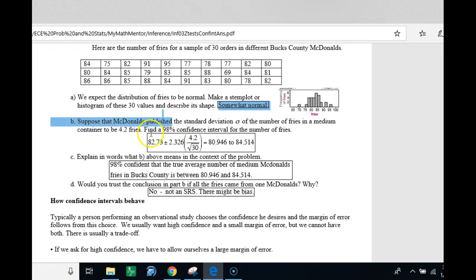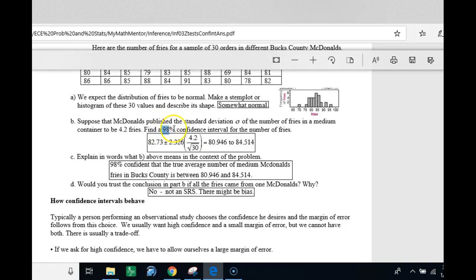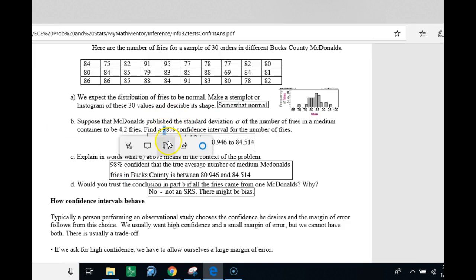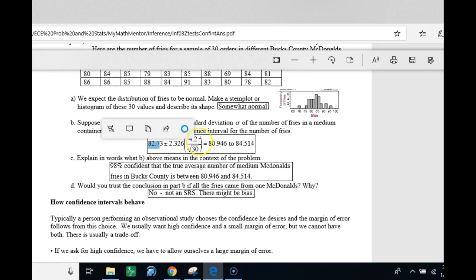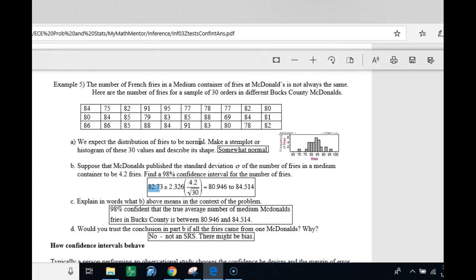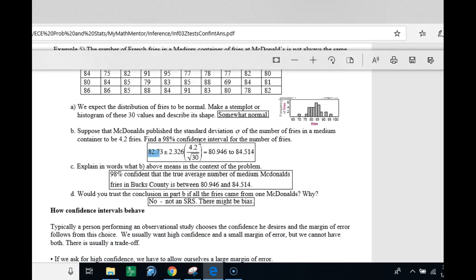So this example with the McDonald's coupons is just to show you that you could have a confidence interval that's not 90 or 95 or 99. You could also have 98. Again, you look up the value. We have all kinds of confidence intervals. We could have 97, 96, and we see that's going to be 2.326, and that makes sense because it's in between 1.96 and 2.576. And so we make our margin of error. We find out what it is, and we subtract it from 82.73 because that information was given. That's the number of fries in a medium container of fries. Okay, that's all that one was.